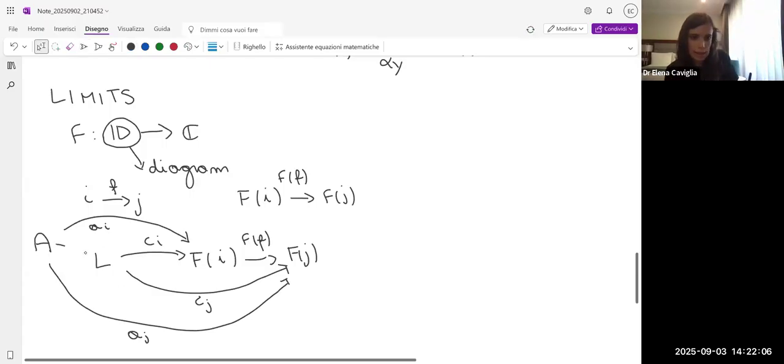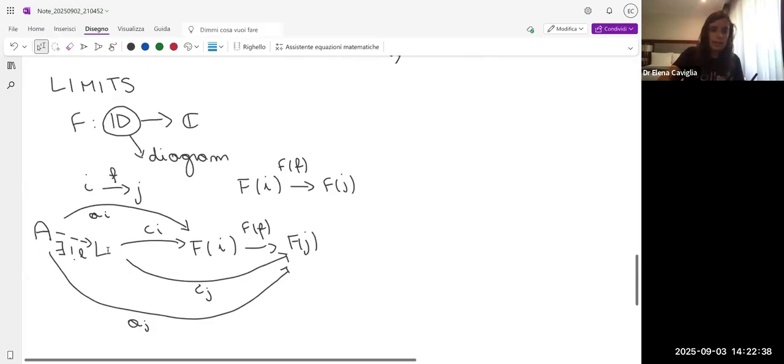So what it means is that there exists a unique morphism from A to L such that all these triangles commute. So for example, a_I is the same as this unique morphism, let's call it l, composed with c_I, and this is true for every I in D. So in this sense, this limit is a cone, and it is the universal cone, in the sense that every other cone must factor through this specific cone.